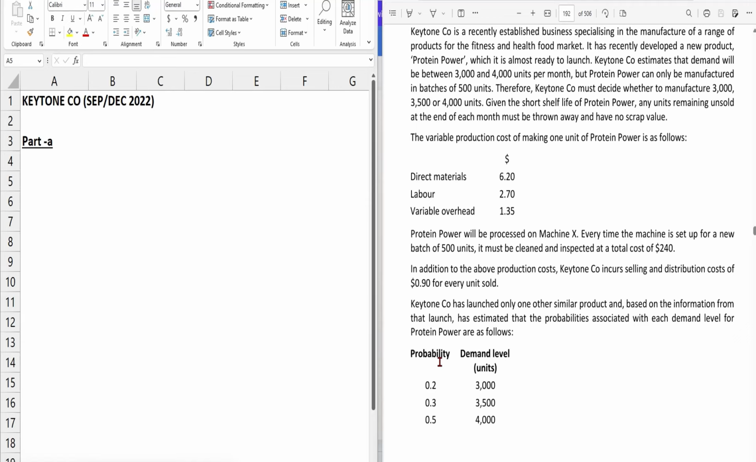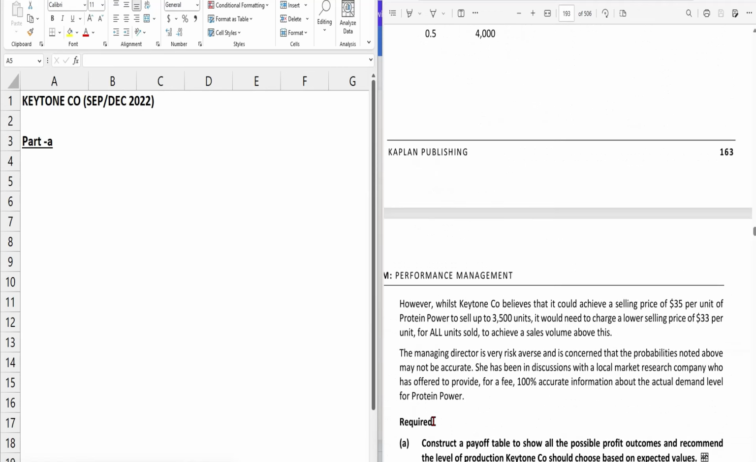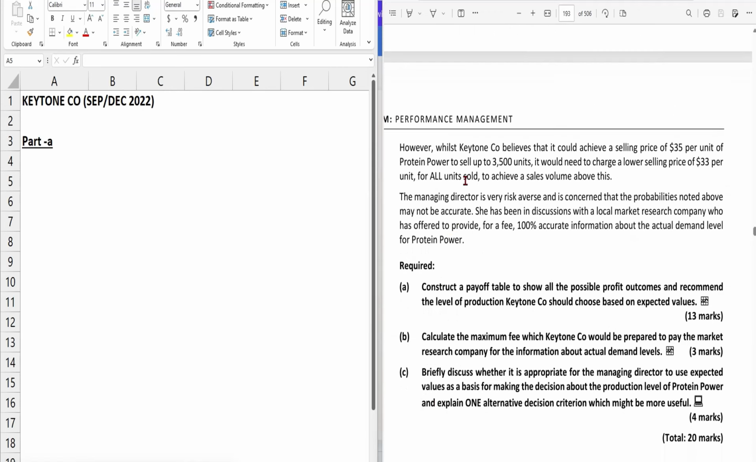So that means we have to use expected value as well. For the 3 demand levels, they have attached the probability. Now, however, whilst the Keystone company believes that it could achieve a selling price of 35 per unit for protein power to sell up to 3500 units, it would need to charge a lower selling price of 33 per unit for all units sold to achieve the sales volume above this.